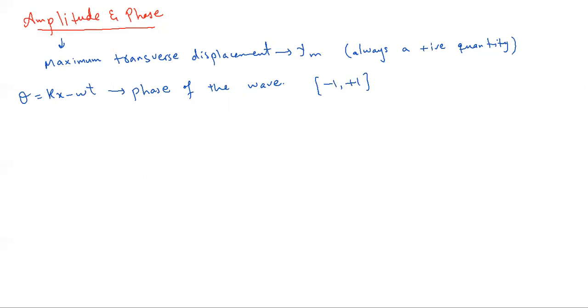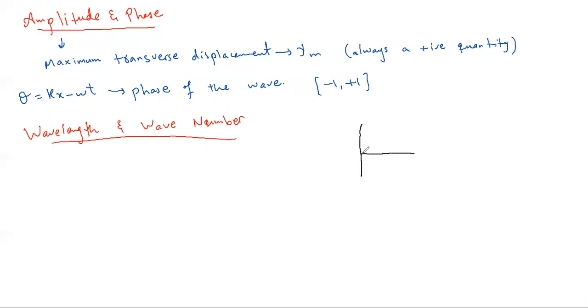So now calculate wavelength and wave number. So how can we relate wavelength and wave number? Okay. So let me define wavelength first.